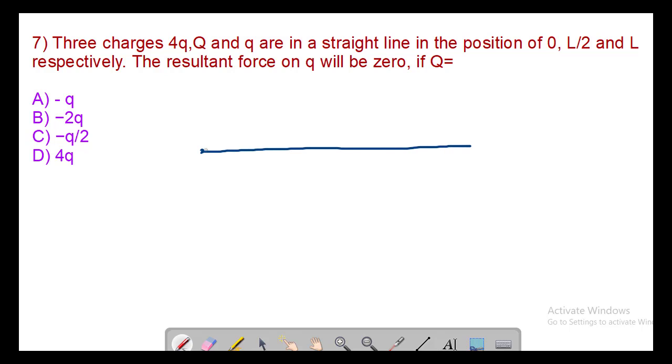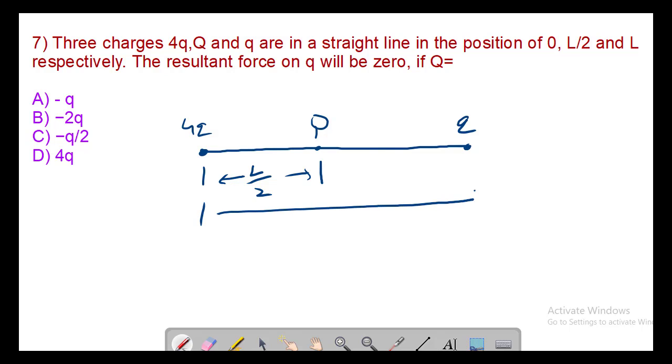This is the diagram. So here we place the charge 4q, here we place this charge capital Q, and here we place the charge small q. This distance is given as L by 2, and this distance is L. Of course this is also L by 2. So what is the magnitude of this charge capital Q, so that the resultant force on q becomes 0?